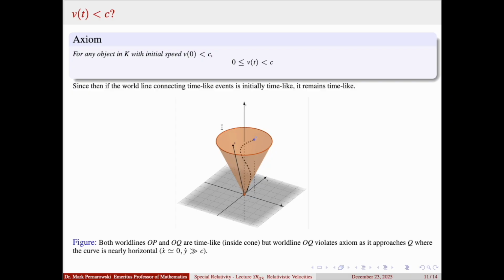You hear a lot of stuff about this on different videos and different discussions. You hear people saying you cannot exceed the speed of light. So the question is, can I be an observer in k, and can I watch some object v of t that has this 3-speed that's bigger than c? That's the question. So this is not something that you derive. This is actually an axiom.